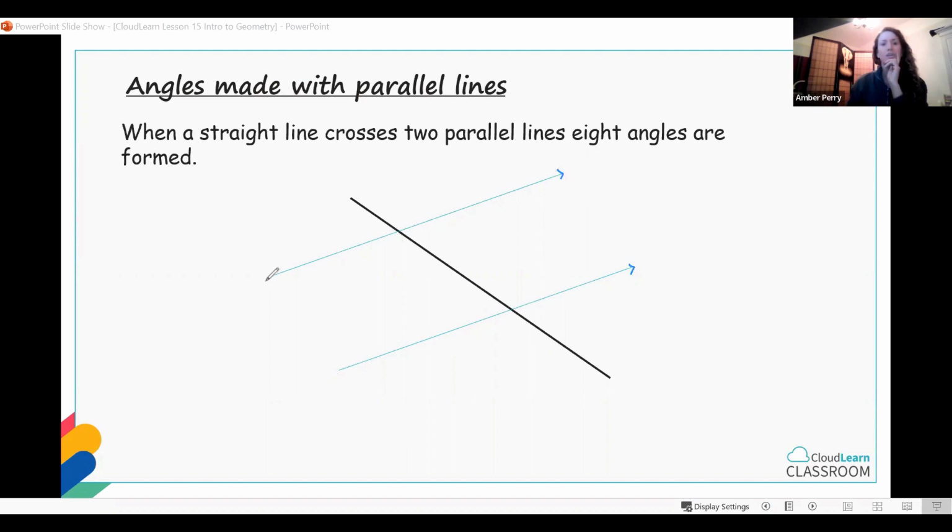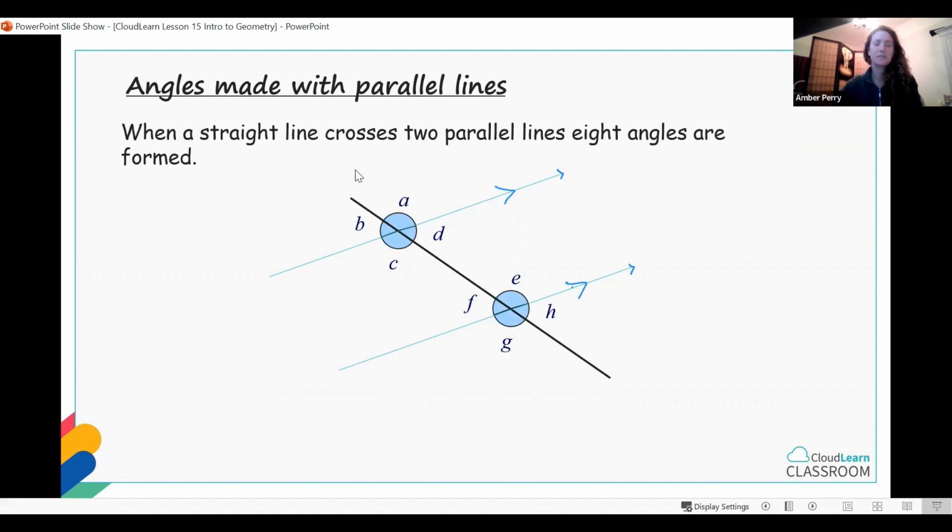If there are no arrows on the parallel lines in your exam, you should not assume that they are parallel. Unless you're told in the exam that they're parallel, or you see the arrows on them like that, then you know they're parallel. Okay, you may be asked to prove that they're parallel, in which case you can use this fact that we're learning now. Which is that 8 angles are formed.